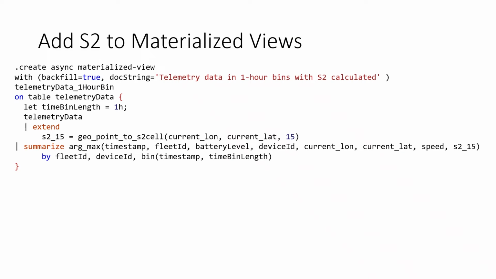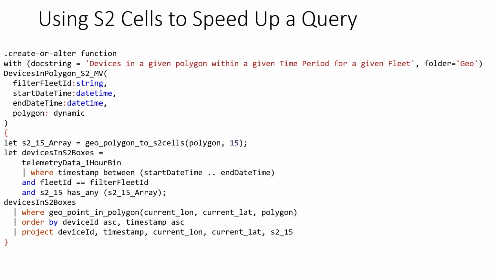Here we go. First thing we would do is to create a materialized view and add a geopoint to S2 cell. So we're going to pre-calculate these S2 cells. So for every data point, we know what level S2 cell it is a part of. And once we have this view, we're going to call this one telemetry data 1 hour bin is the name of it. And then we can use that telemetry data 1 hour bin in here.